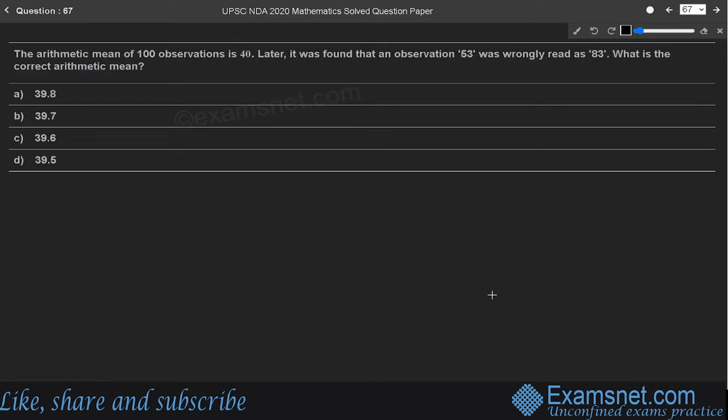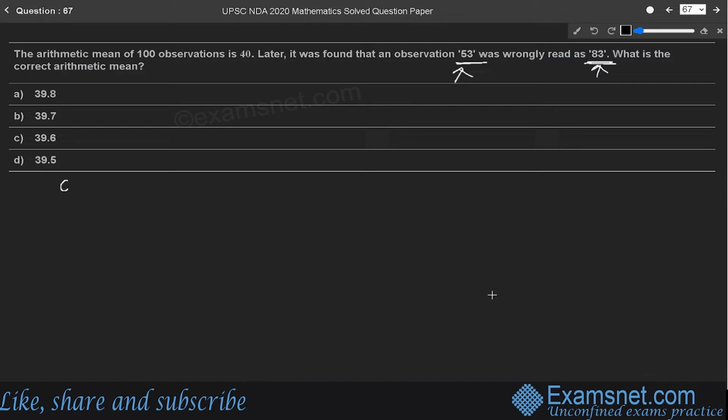Next question is, the arithmetic mean of 100 observations is 40. Later it was found that an observation 53 was wrongly read as 83. What is the correct arithmetic mean? We have to find the correct arithmetic mean. It is said that there was a mistake in observation. 53 was wrongly read as 83, meaning the wrong observation was 83 and the correct observation is 53.